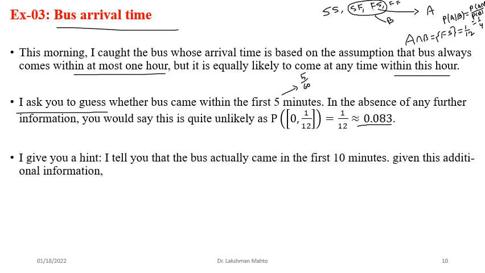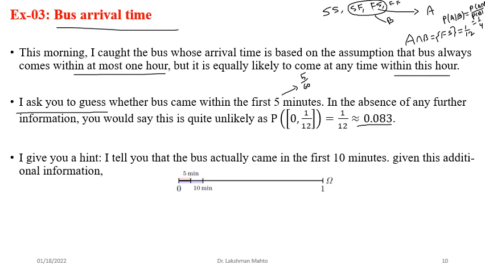Suppose I am providing information. I give you a hint. I tell you that the bus actually comes in the first 10 minutes. Then what would be your probability that the bus will come in the first 5 minutes? Anyone? What would be it? I could not hear that. Zero? Yeah, this is the intersected region.